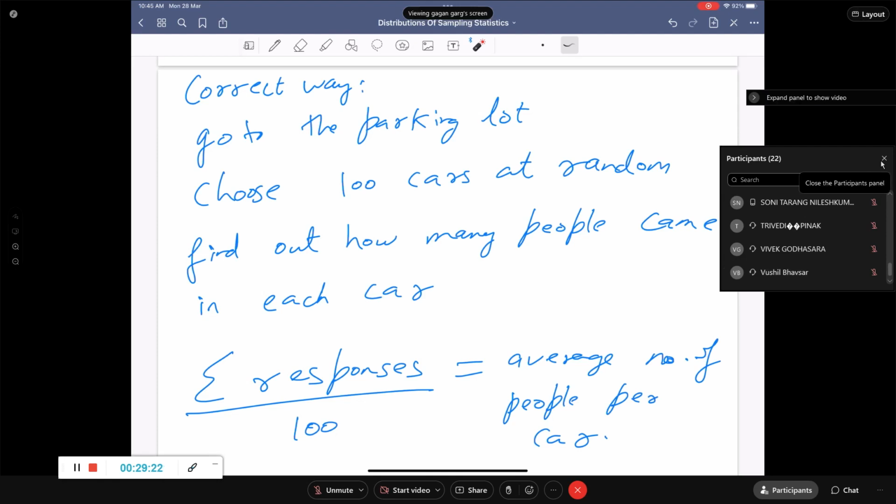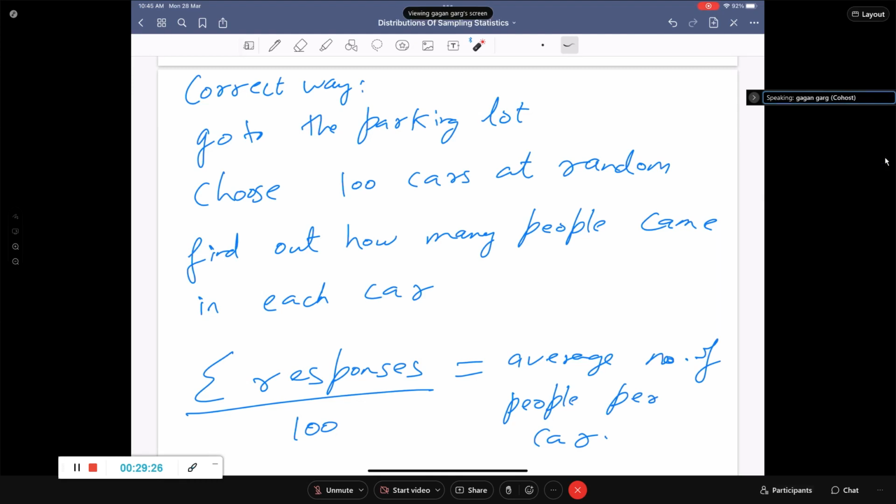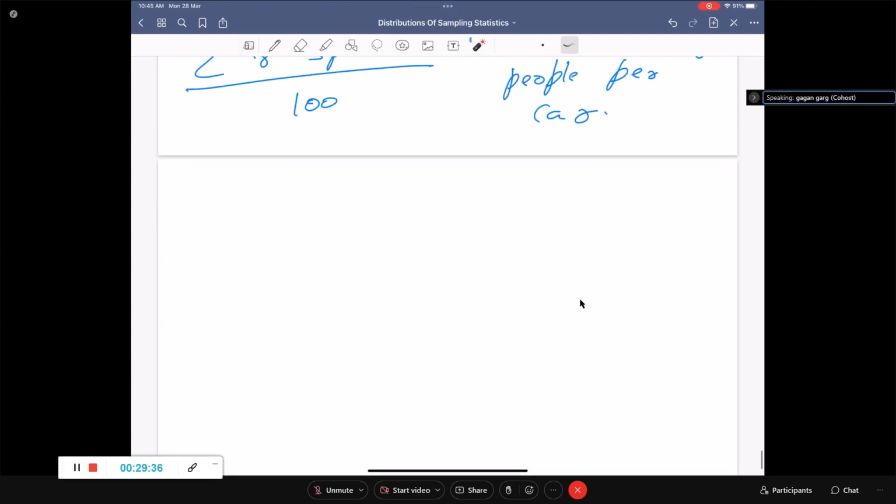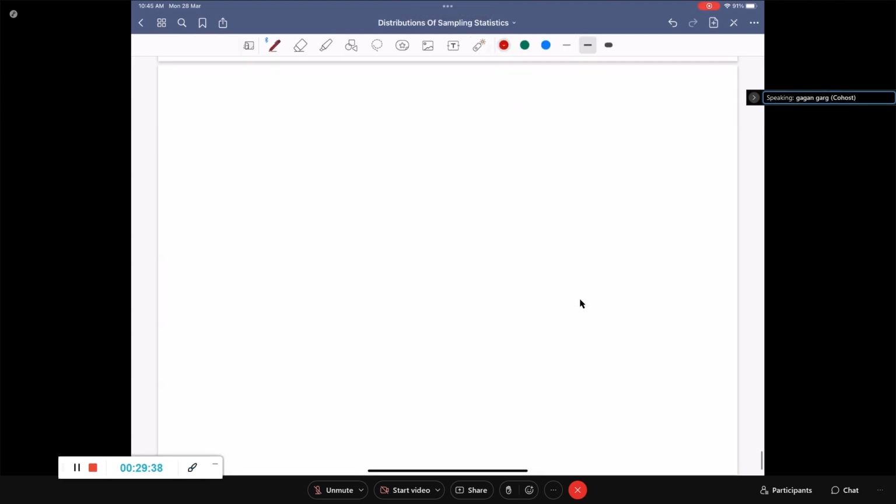Okay, so by the way, since we're talking on this topic, let us also talk about how to choose a random sample. Let's talk about that a little bit before we start with this whole section. So let's say, continuing with this, how to choose a random sample on a computer.